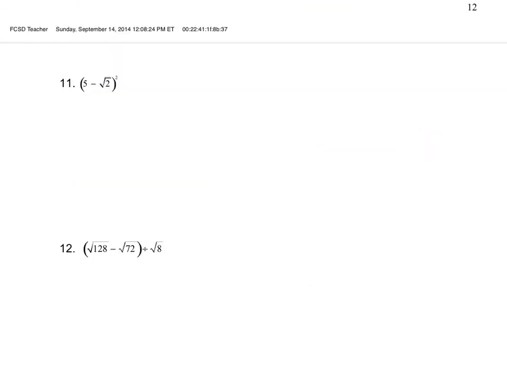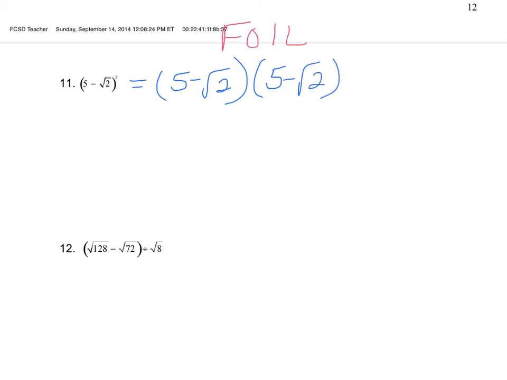Number 11, 5 minus radical 2 squared means 5 minus radical 2 times 5 minus radical 2. Again, it's a binomial times a binomial, so I'm going to have to do FOIL. First, outer, inner, last, combine like terms. And if I look closely, it's not dots, so I have to do all of FOIL. All right, so here we go.